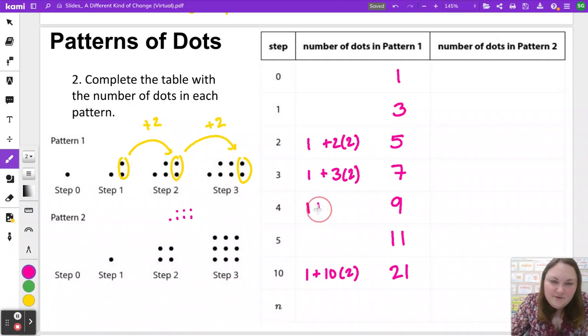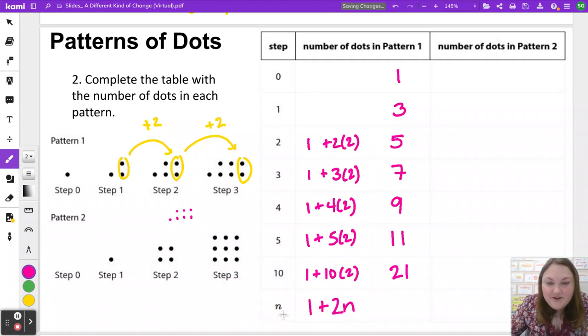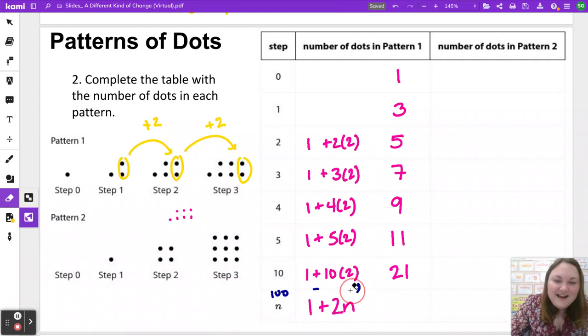And so especially if you were writing out any math to get these totals, we notice that every single time we are starting with 1, and then I'm adding 2 dots times whatever the step number is. So if I asked you about step 100, I definitely wouldn't want to draw this or continue my table from step 10 to step 100. I just know that we're starting with 1 dot and that I'm adding the 2 dots 100 times to get that total there. So this first pattern I could describe by 1 plus 2n. I start with 1 and I add 2 dots each time.